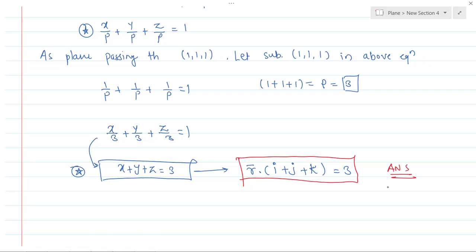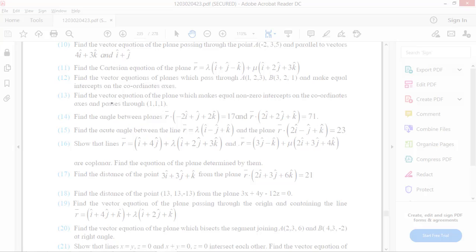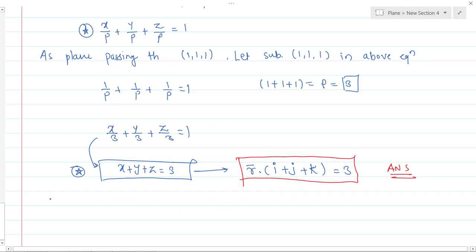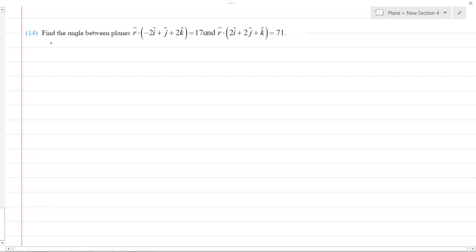Good. Now let's see the next question. I hope now you have understood how to solve the questions based on the intercept. Okay, now it's time to start the question number 14. Okay, चलो क्या बोलता है question number 14.